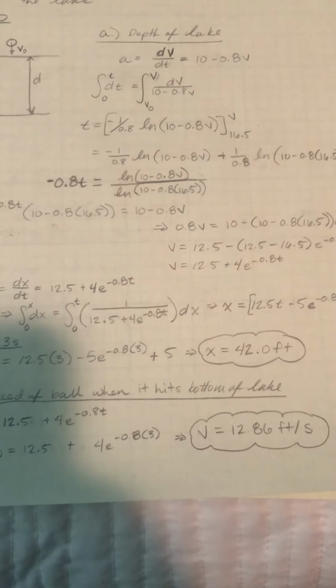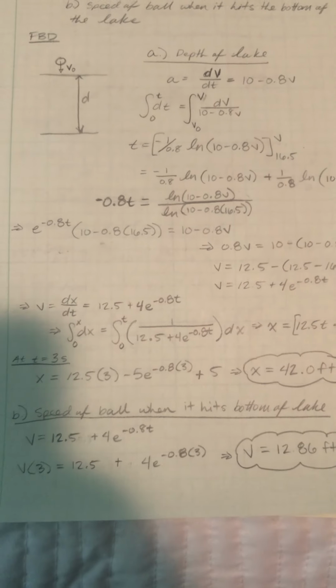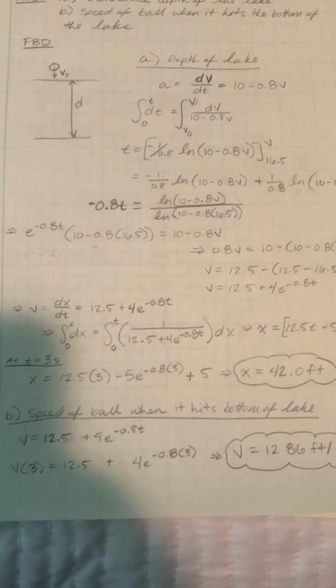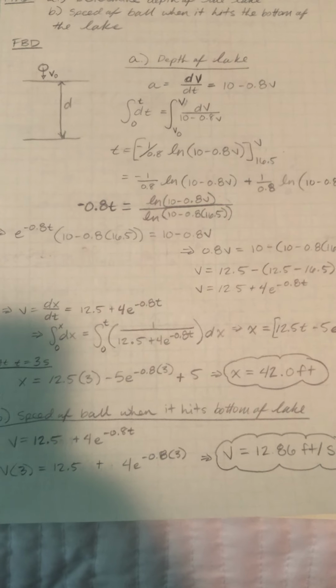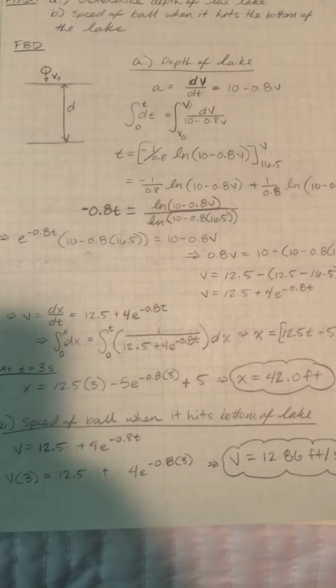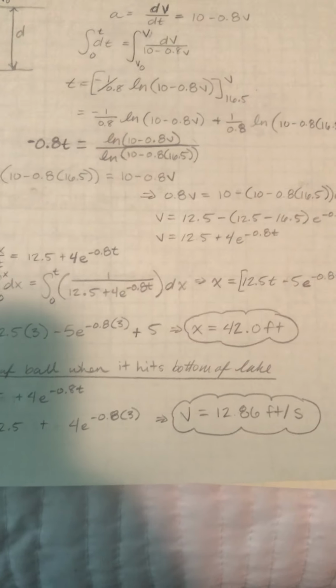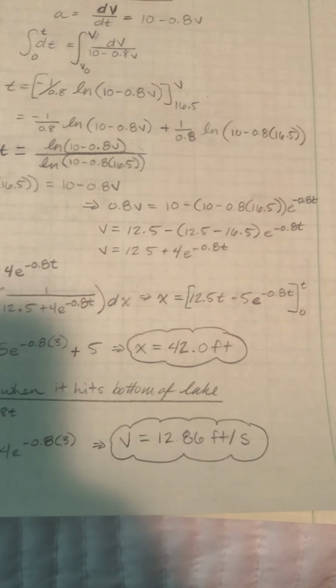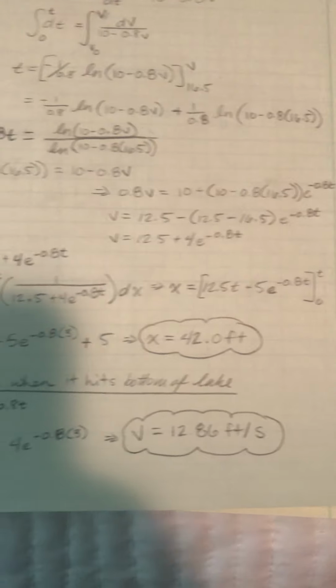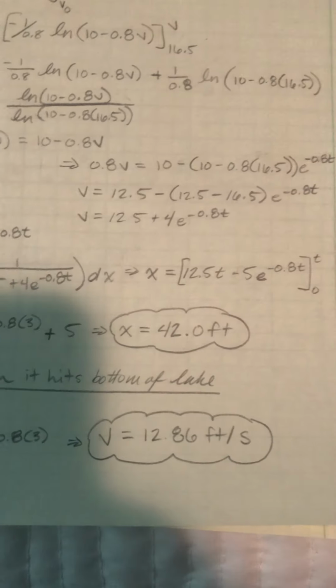Using the velocity equation, we plug t equals 3 seconds in there as well to find the velocity of the ball when it hits the bottom of the lake, and plugging that in, our velocity is 12.86 feet per second.